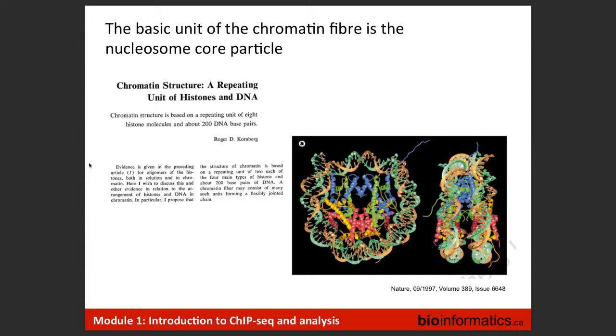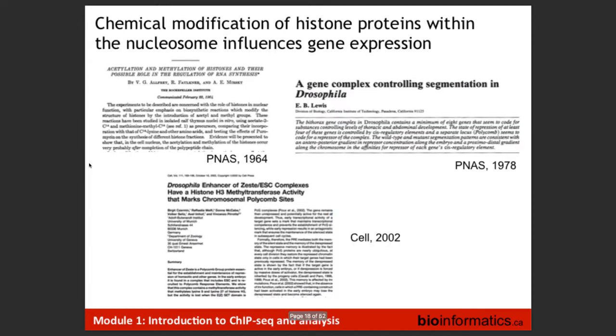modifications. In fact, we know that there's more than 100 different chemical modifications, or at least 100 different chemical modifications have been observed by mass spec. We only study a very small subset of those using ChIP sequencing, and I hope I will show you why we think that's appropriate in a few slides. So now going back to a little bit of the history, well, how did we find out that these chemical modifications exist, and how do we know that they're linked to changes in gene expression?